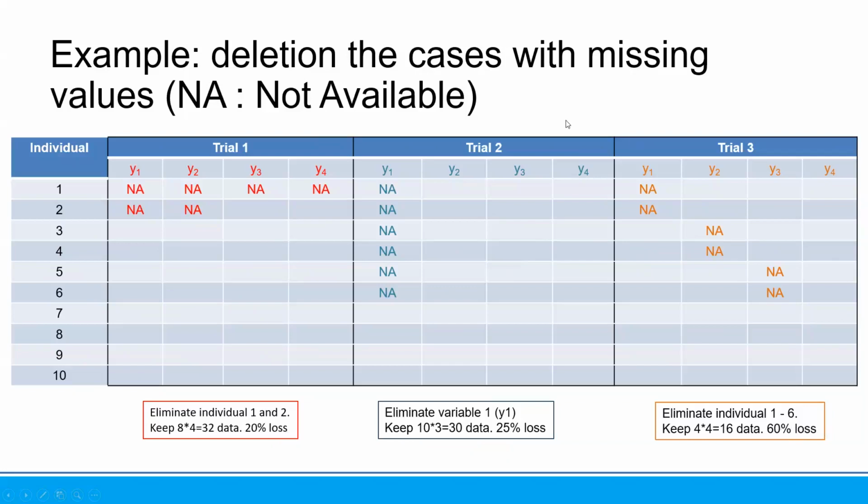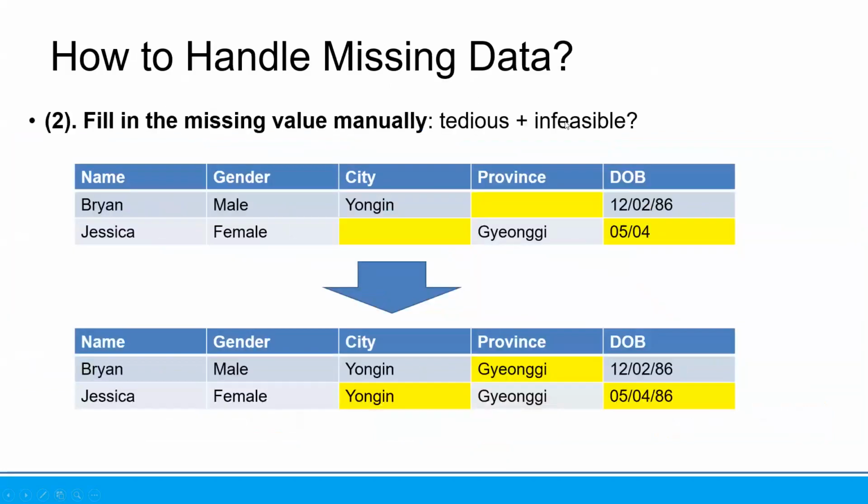Okay. Therefore, there is another way if you want to handle the missing value. So when you have missing value like this one, you can fill in manually. Okay. So as we learned before, if we fill the missing value manually, it is tedious and infeasible.